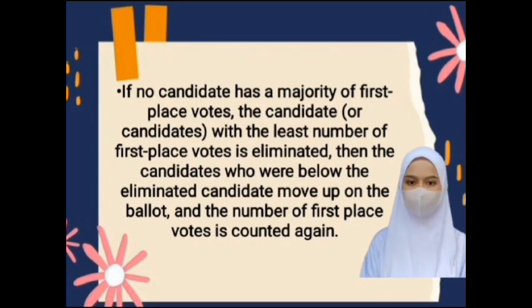If no candidate has a majority of first place votes, the candidate or candidates with the least number of first place votes is eliminated. Then the candidates who were below the eliminated candidate move up on the ballot, and the number of first place votes is counted again.